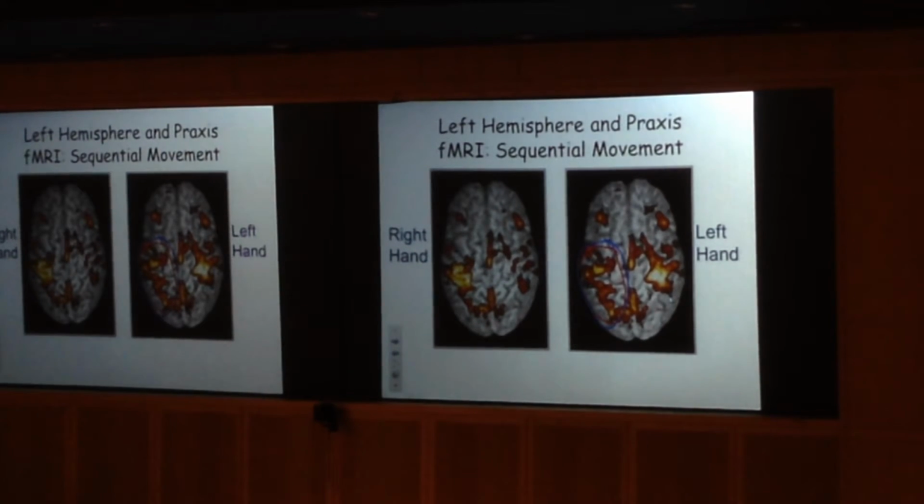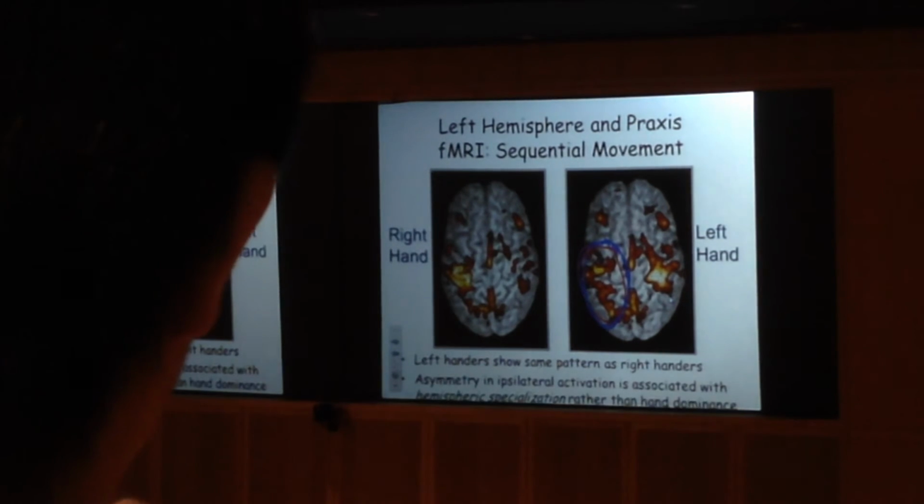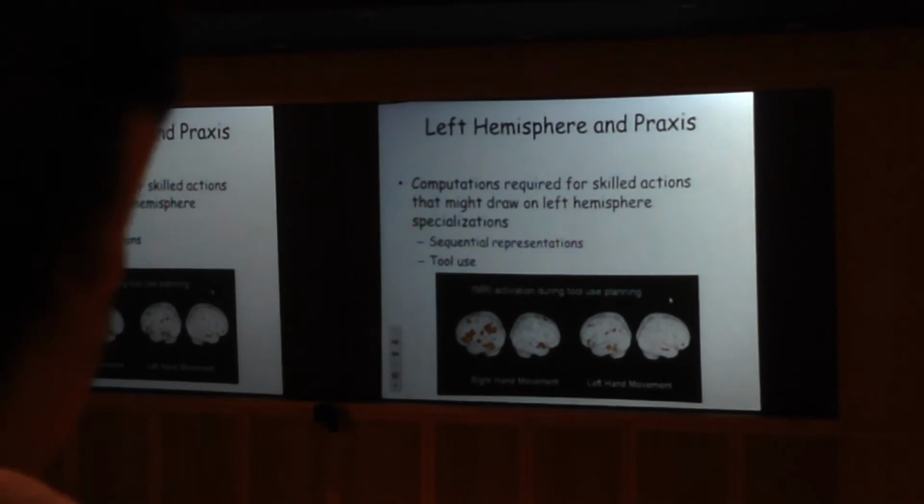And you may be wondering, if I ask some left-handed person to do the same experiment, would the result change? The results are actually very similar. The left-handers show some similar patterns of increased activity in your left hemisphere, even when you're using your left hand doing those sequential movements. This underscores that the asymmetry in ipsilateral activation is associated with hemispheric specialization rather than your hand dominance. So it seems like the left hemisphere has something unique about this sequential movement.